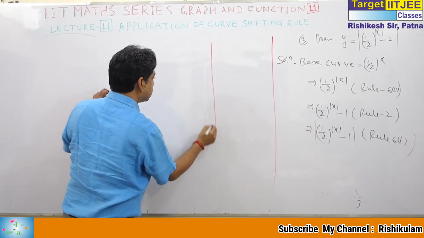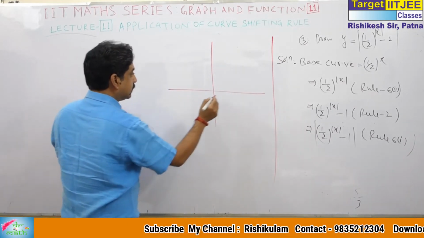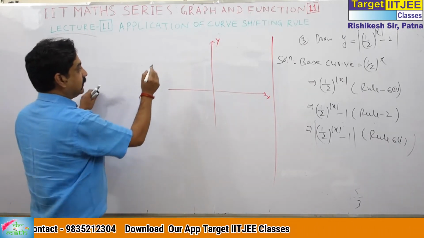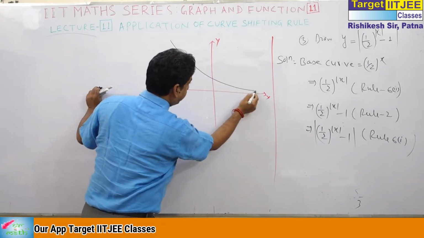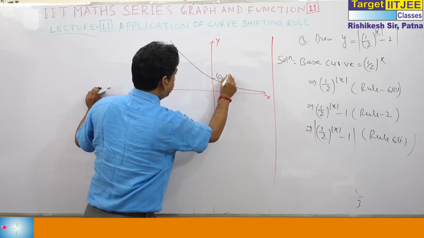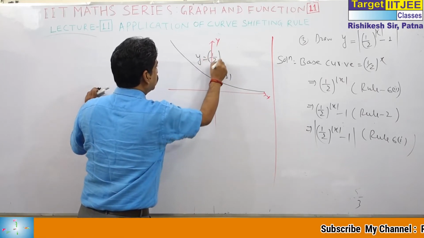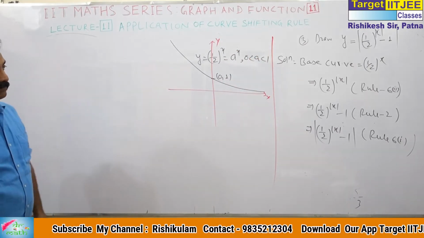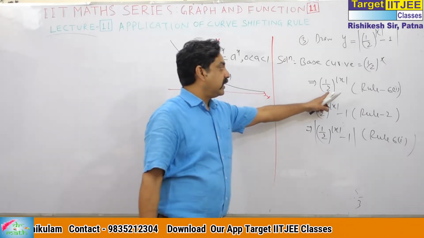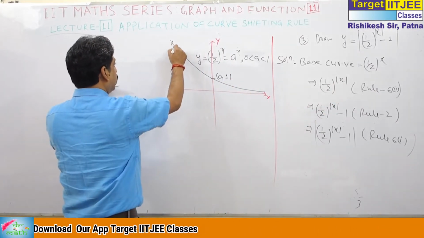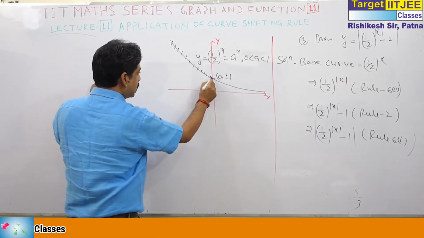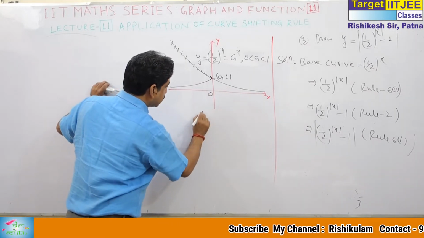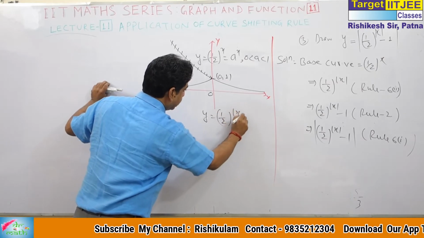I start with this. What is 1 by 2 to the power x? This is the x-axis. This is the y-axis. What is 1 by 2 to the power x? So this is like this. This is 0, 1. This is y is equal to 1 by 2 to the power x. Means a to the power x when a lies between 0 and 1. Base curve. Now, I have to take the modulus. What is its rule? Erase the portion which is left of the y-axis and take the reflection of the remaining part, keeping this part as it is. So this is what? I start with this. Y is equal to 1 by 2 to the power what? Mod x.